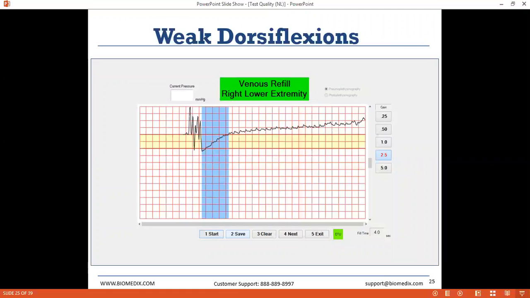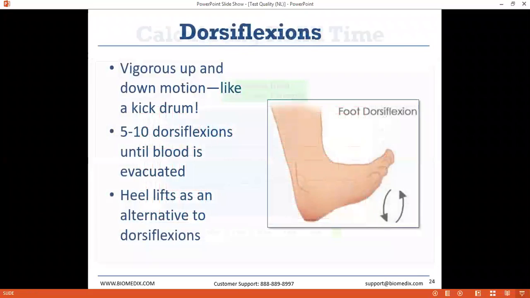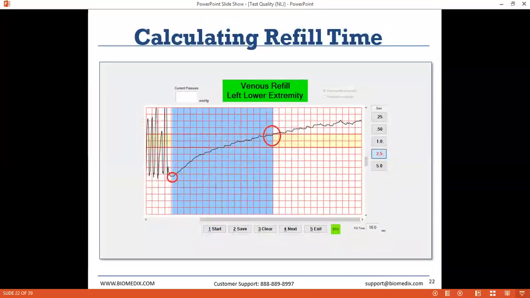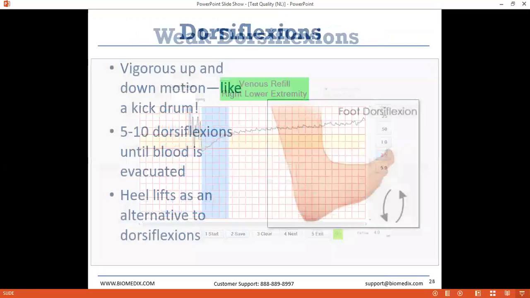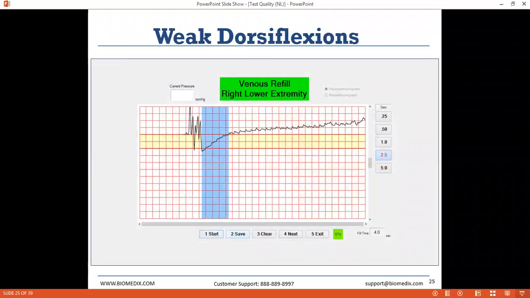It's pretty visually striking, the difference in the size of the dorsiflexions on this trace compared to the dorsiflexions that we were looking at over here. The dorsiflexions on these are much, much larger and are obviously evacuating a lot more blood out of the leg. Calculating it properly here, from the end of the dorsiflexions to the point where it crosses that baseline gives us a refill time of about 4 seconds.